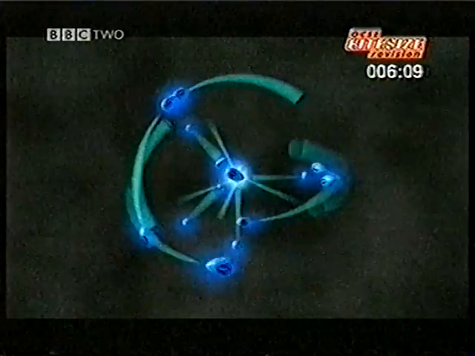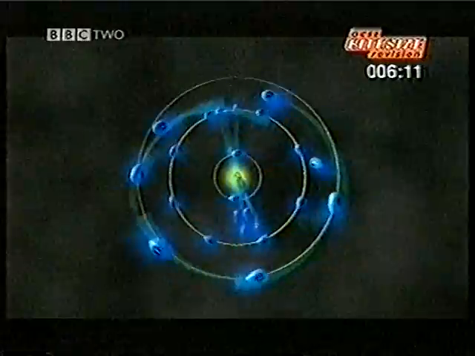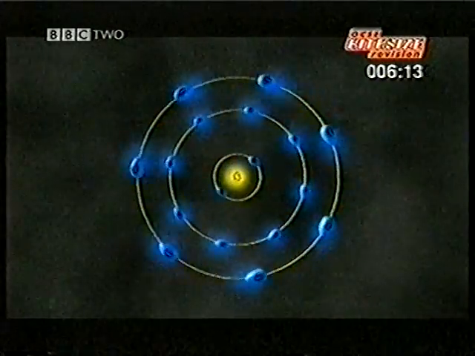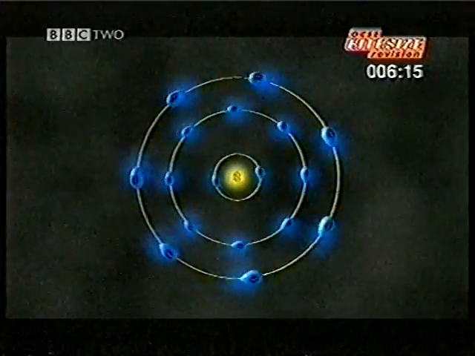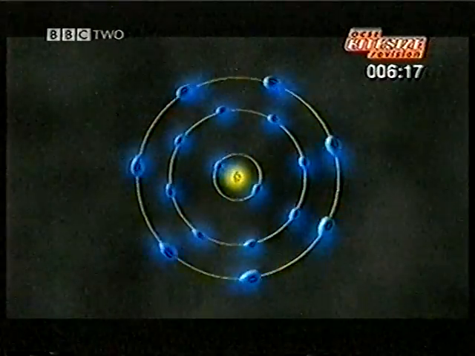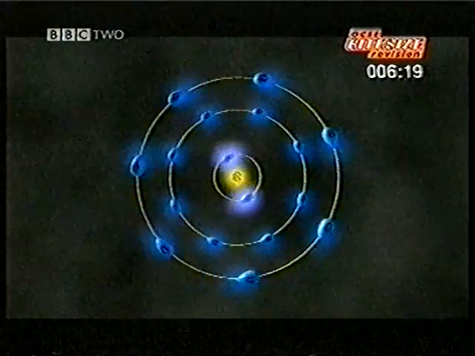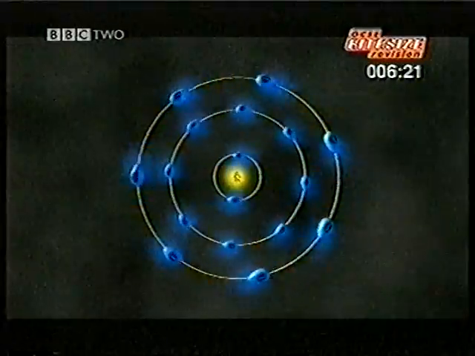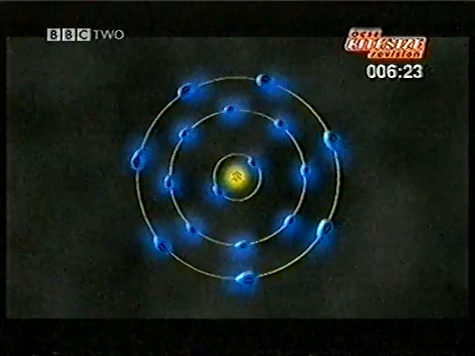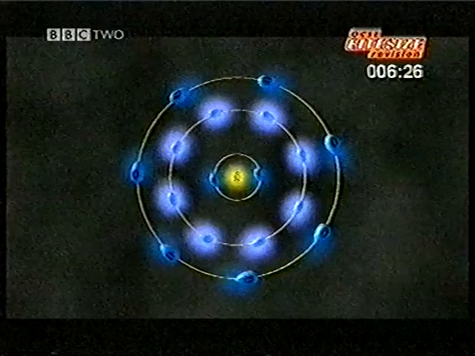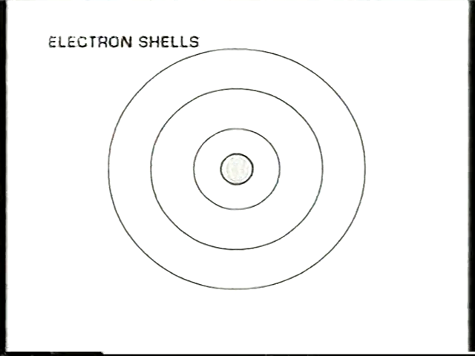If it were possible to see an atom using a microscope, this is what one might look like. Squashed flat, the electron cloud would look like a set of rings called shells. Two electrons are all it takes to fill the inner shell, but the next one out can hold up to 8. So electrons are arranged around the nucleus in different shells or energy levels.